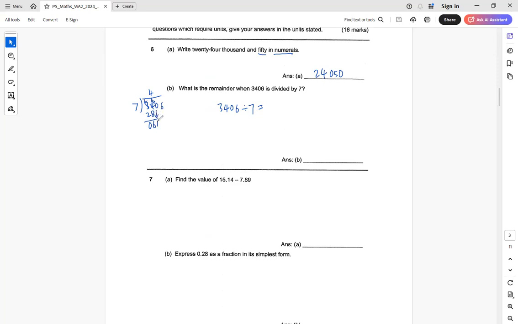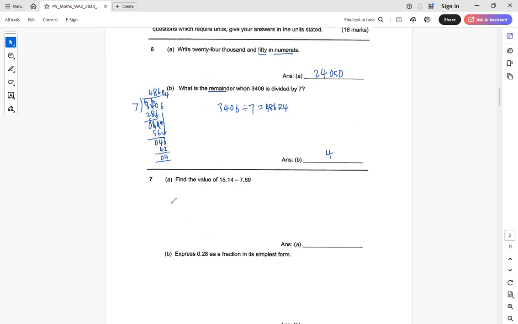So 6, 0. I bring down the 0. 60 divided by 7 will give me 8, which is 56. Okay, so this one becomes 10, this one is 5. 10 minus 6 will be 4. Okay, this one will be 0. I bring down the last digit, 6. 46 divided by 7 will give me 6, which is 42. Okay, 46 minus 42 will just be a 4. So my remainder will be 4. So for this, your answer will be 486, remainder 4. The question is asking for remainder, meaning my answer will be 4.